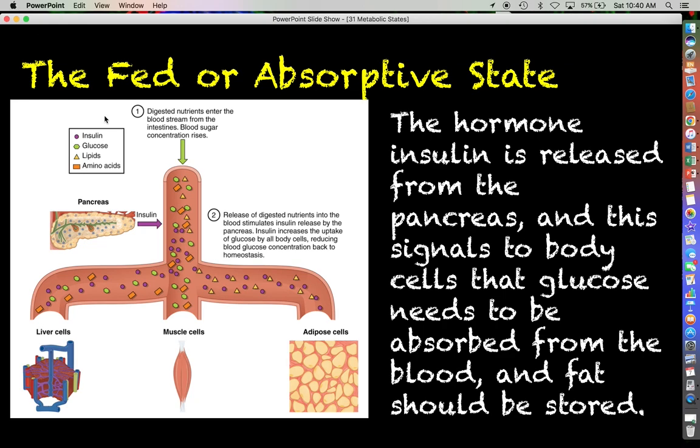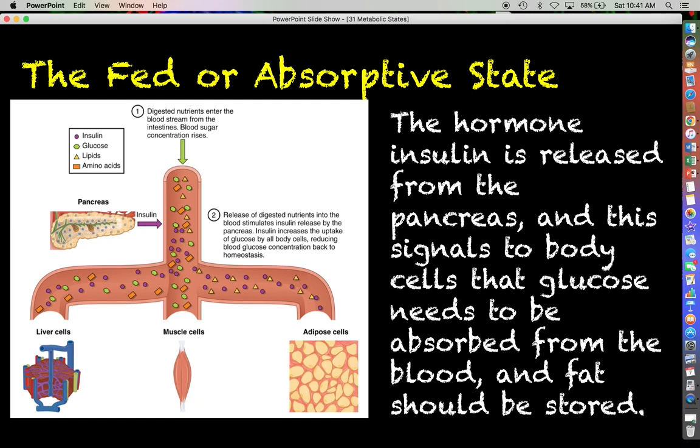So if we're focusing on glucose here, we are going to need some collaboration between the digestive system and the endocrine system. And the endocrine system is going to help out by having the pancreas secrete the hormone insulin, which I am sure you have heard of before. So insulin is released from the pancreas, and this insulin is going to act as a signal that tells the cells of the body that we need to be absorbing this glucose from the blood, okay?